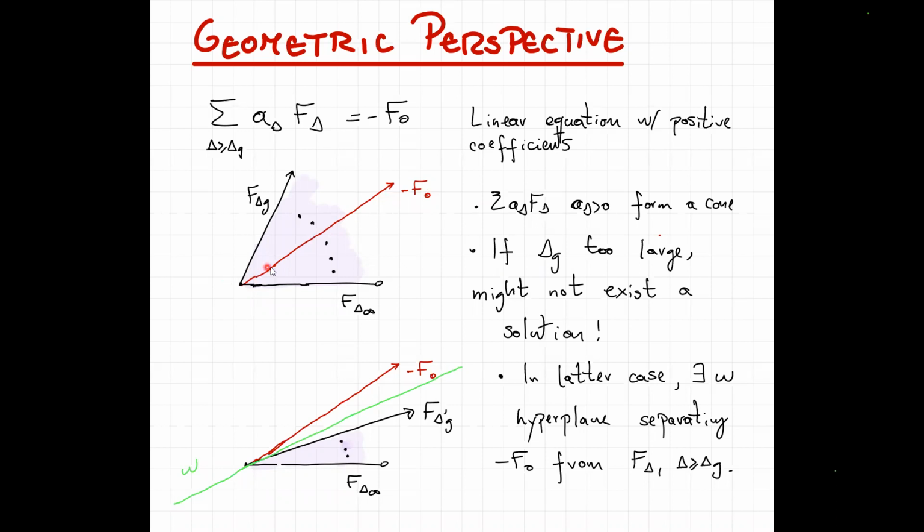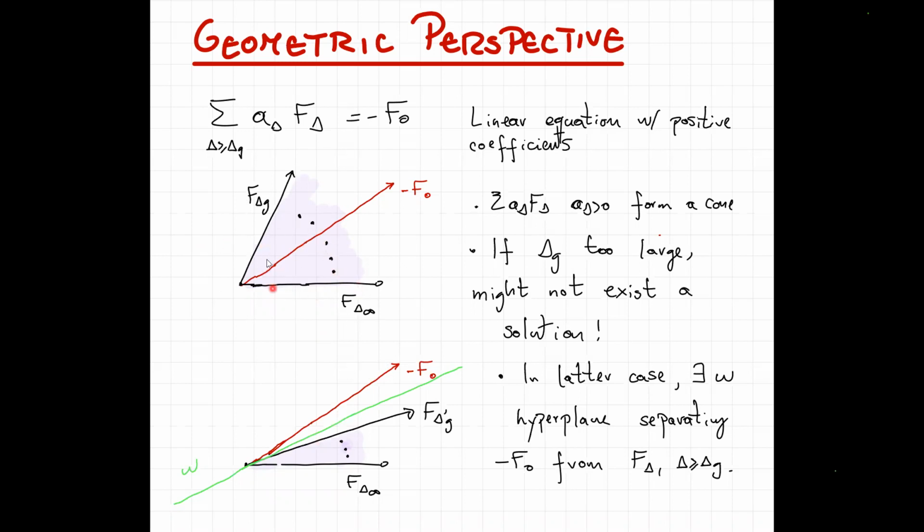But now you can imagine that, for instance, if you make this gap too large, you might reach a situation where this vector will be outside the cone. And in that case, there would be no solution. Okay? So you would conclude that you cannot have a gap which is too large, in order for consistency with unitarity and the crossing equation. And indeed, this is what happens. So there is a mechanism like this at play.